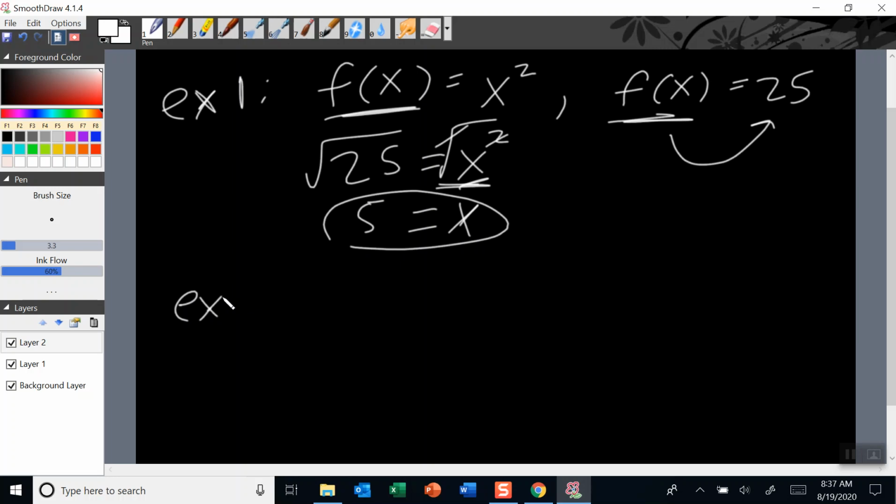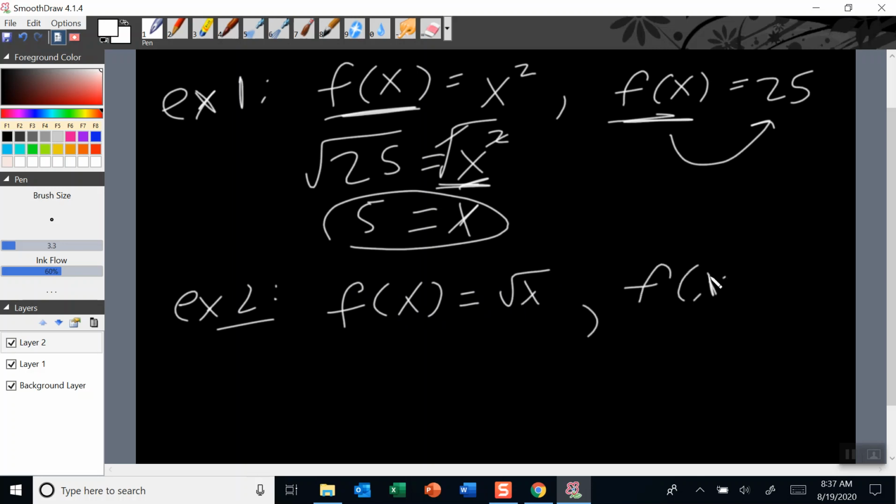Okay, let's look at a second example that's going to be kind of the reverse of the first. So here, let's say f of x is equal to the square root of x, where, and in this case I'm still going to give you f of x, and let's say f of x is 7. Well, I know that f of x is 7, so I plug it in here, and so we get 7 is equal to the square root of x.